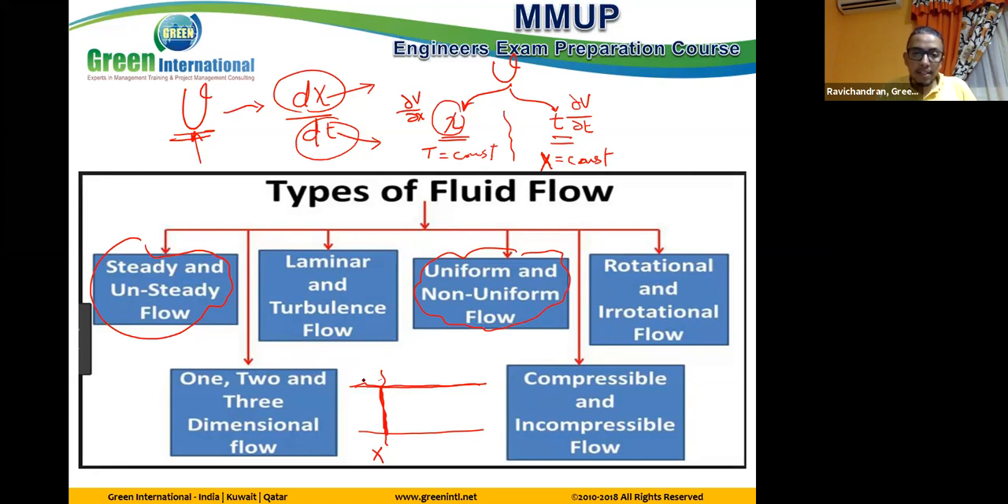In this case, if the velocity at a certain position does not change with time, it means this flow is steady. If the velocity changes with time at a certain position, then this one is unsteady. So the classification of steady and unsteady relates directly to studying the velocity with time at a certain position.